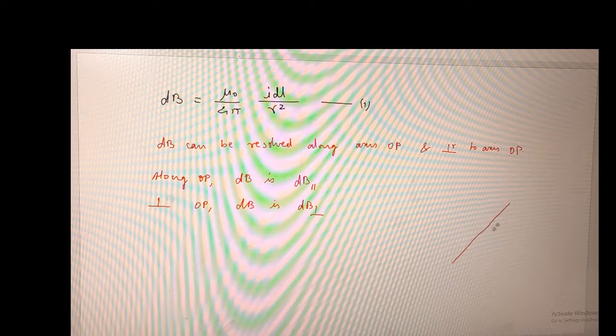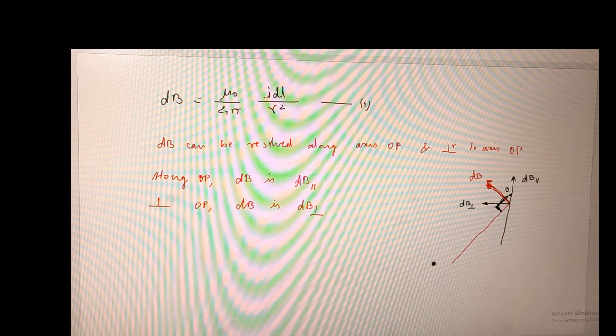So this is your perpendicular, this is your dB, the actual dB. Then we are resolving along this. This is your theta. So this is called dB parallel, and this will be perpendicular to this, isn't it? So dB perpendicular, and this angle is 90 degree, already we know by cross product, isn't it? So this will be perpendicular.